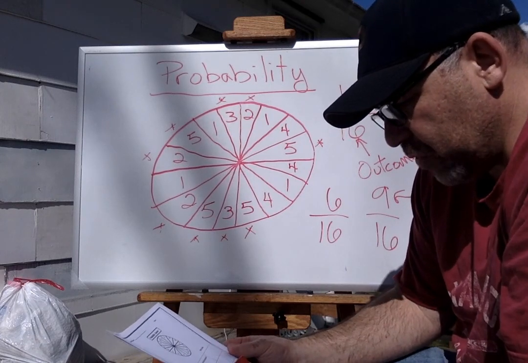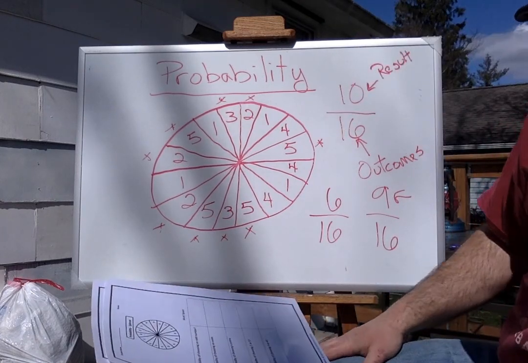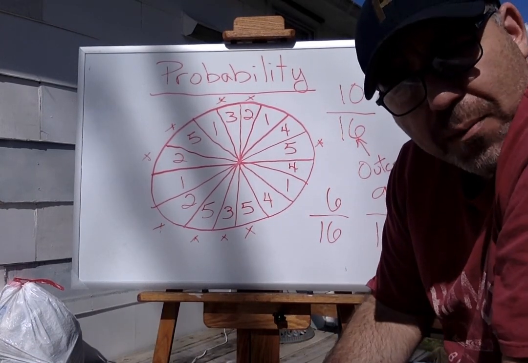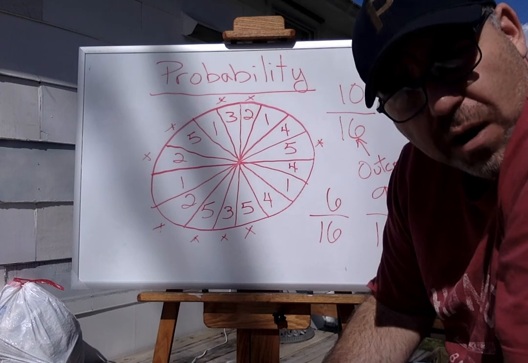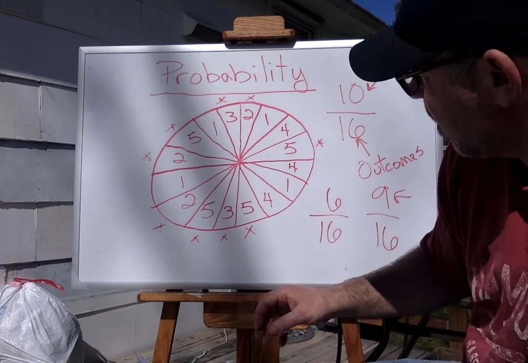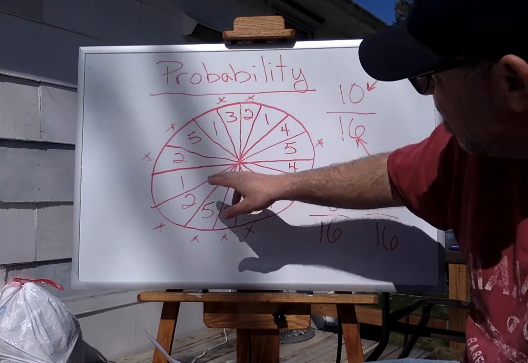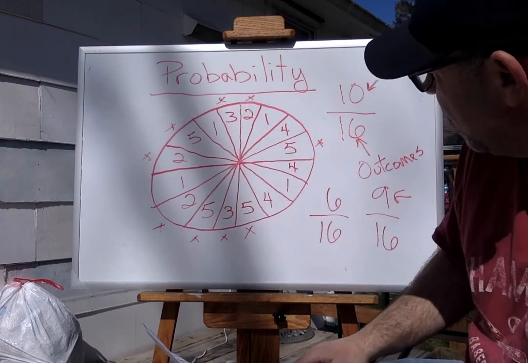The probability of choosing a 1 or a 5. Okay? So that's just counting up how many ones there are, how many fives there are, and that's the total probability of that occurring. So how many ones and fives do we have? Well, let's count the number of ones. We have 1, 2, 3, 4. 4 ones.